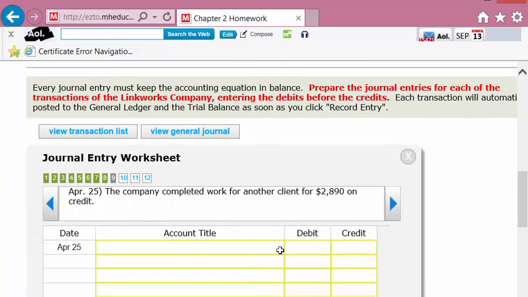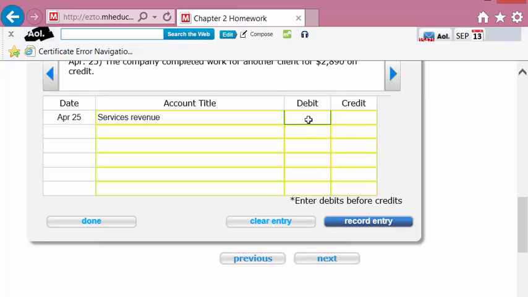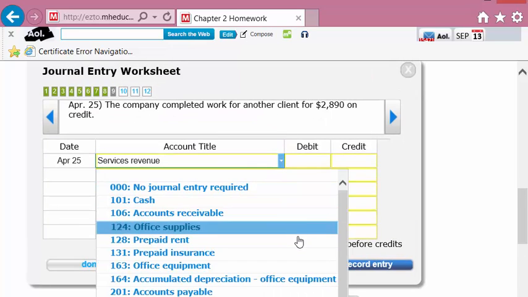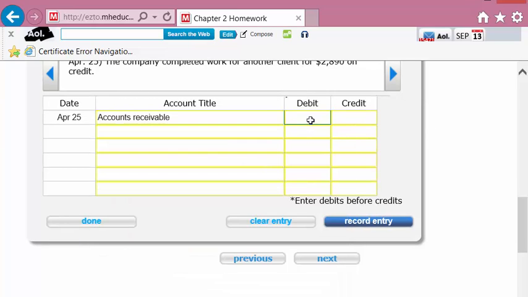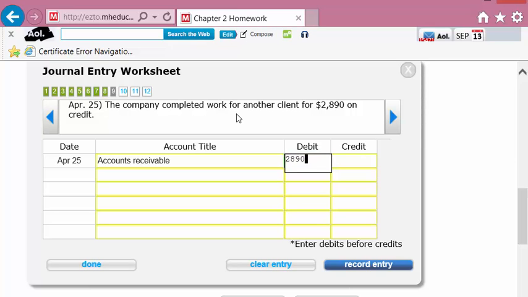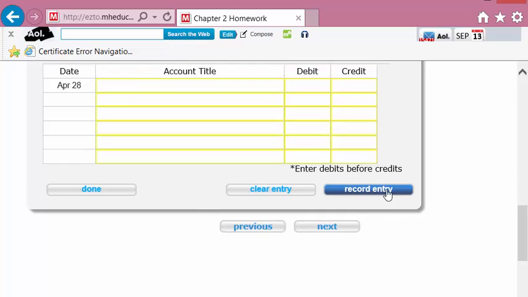So for number 9 now the company completed work for another client for $2,890 on credit. So we did the work for the client and the client said we'll pay you later. Good. Okay. Good. Debit the accounts receivable. What is it? 2890. Okay. Good. Now you got it. There you go. Beautiful. Okay. And go ahead and record that entry.